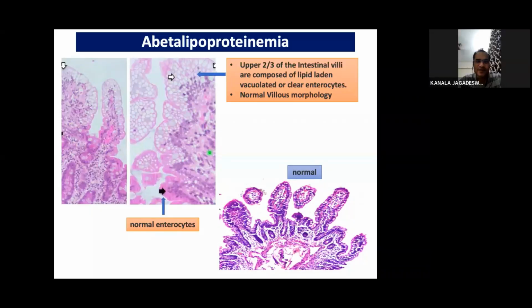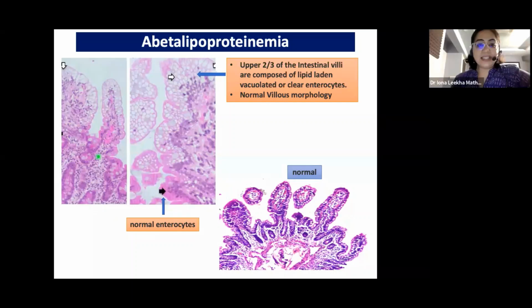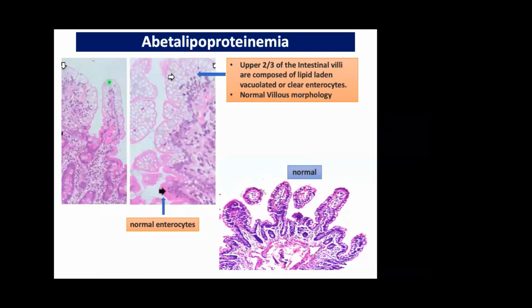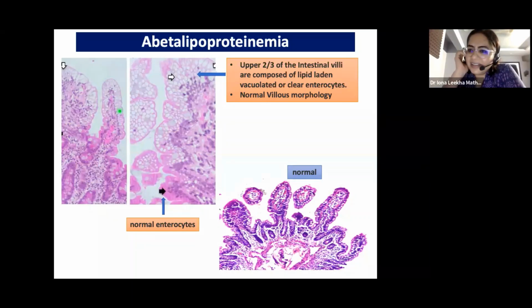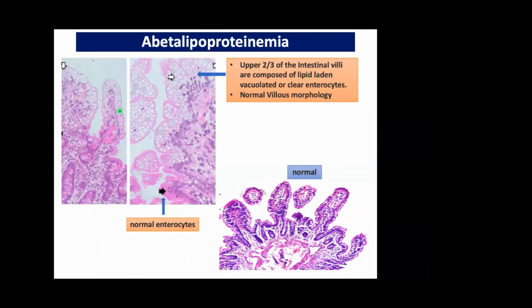So what you see is the villus morphology is normal. In the upper two-thirds of the villi you see lipid-laden, vacuolated or clear enterocytes. So this is a case of abetalipoproteinemia, and you can see the normal enterocytes here. These are the ones which are affected. These are the patients having acanthocytosis, no? On the smears, something like that. They have some blood pressure abnormalities also, no? Yeah, they can, I think.